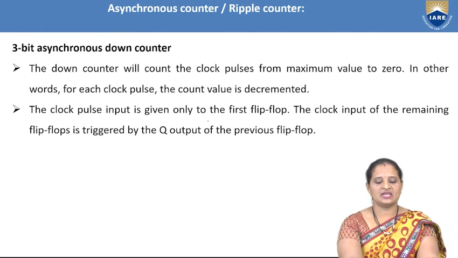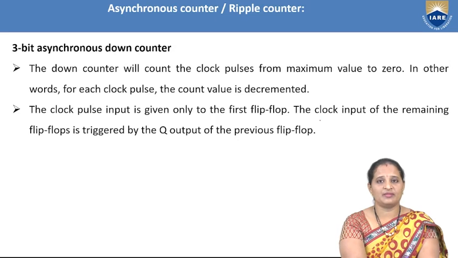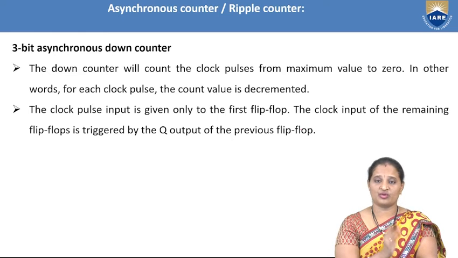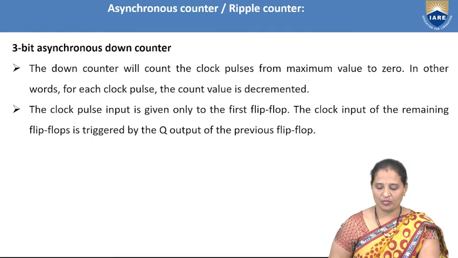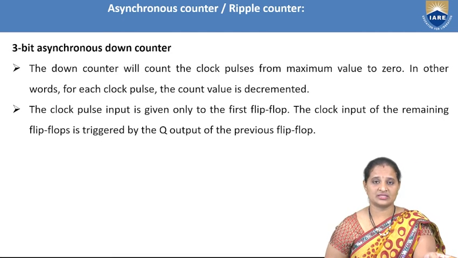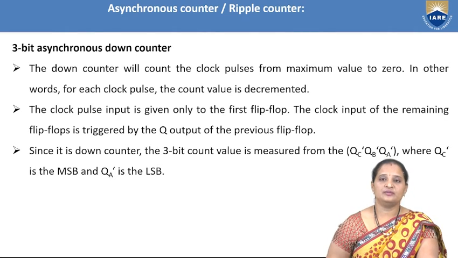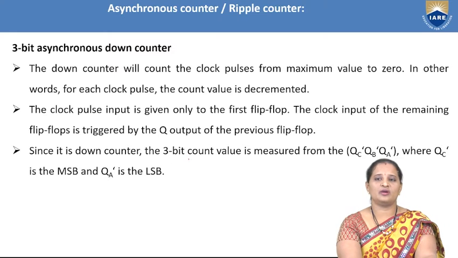The clock pulse input is given only to the first flip-flop, same as the asynchronous up counter. The clock input of the remaining flip-flops is triggered by the Q output of the previous flip-flop. That means the output of one flip-flop is given as clock input to the next flip-flop. Only the clock pulses whose pulses are to be counted are given as input to the first flip-flop. Here, I want to design a 3-bit down counter.